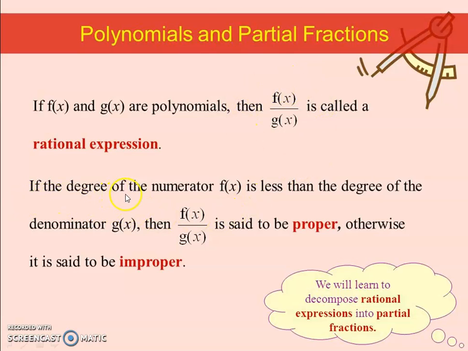If the degree of numerator f of x is less than the degree of denominator g of x, then f of x upon g of x is said to be proper. Otherwise, it is said to be improper. That means the numerator degree must be less than the degree of g of x. If the numerator degree is greater than the denominator degree, that is the improper function. We will learn to decompose a rational function expression into partial fractions. That is our question in today's lecture.